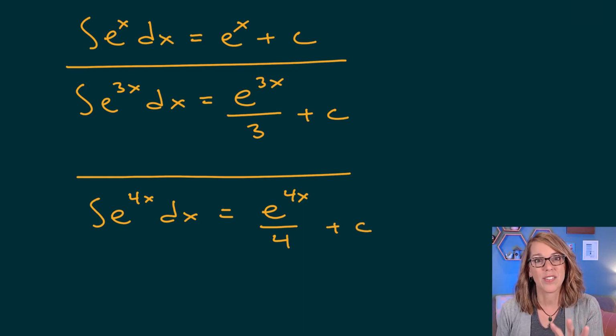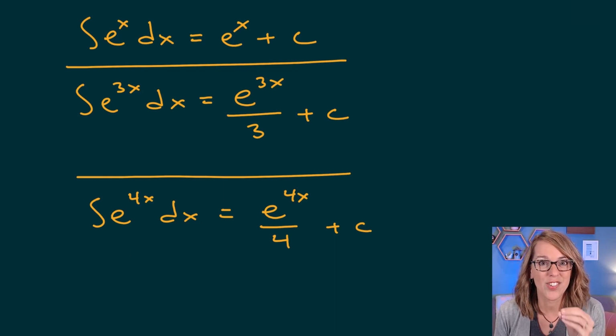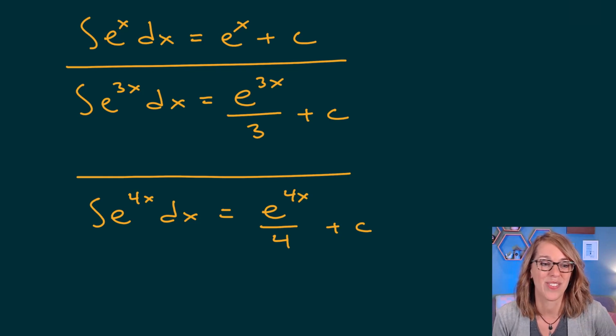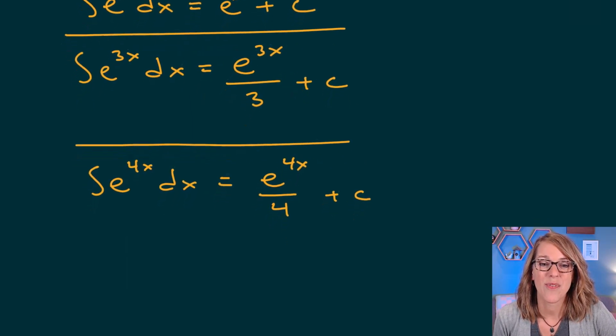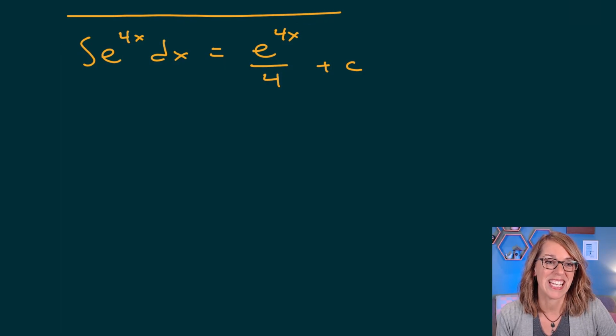Now there's a method called u-substitution that you could use on problems like this, but we're going to save those for ones that are just a little more complicated. This is a really great workaround. My video link is in the bottom and also at the end of the video. Okay, so how'd you do? So e to the 4x all divided by 4 plus that c.